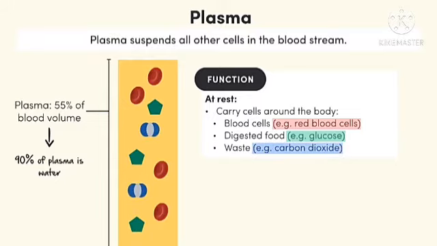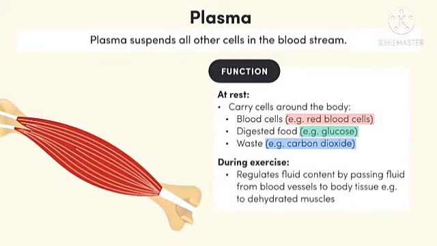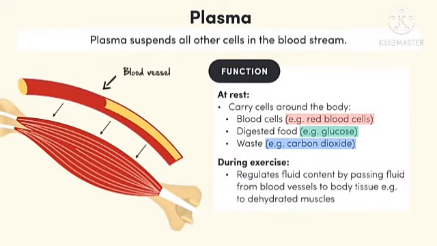The functions of the plasma include: it carries cells around the body, for example the red blood cells. Digested food is also carried in the plasma. Waste products are also carried in the plasma. The plasma also helps to regulate fluid content. These are some of the functions of the plasma.